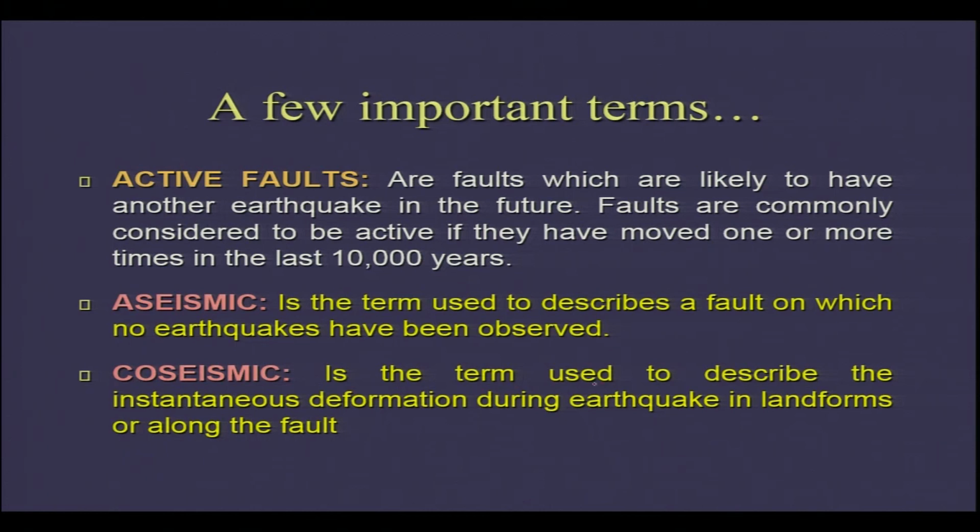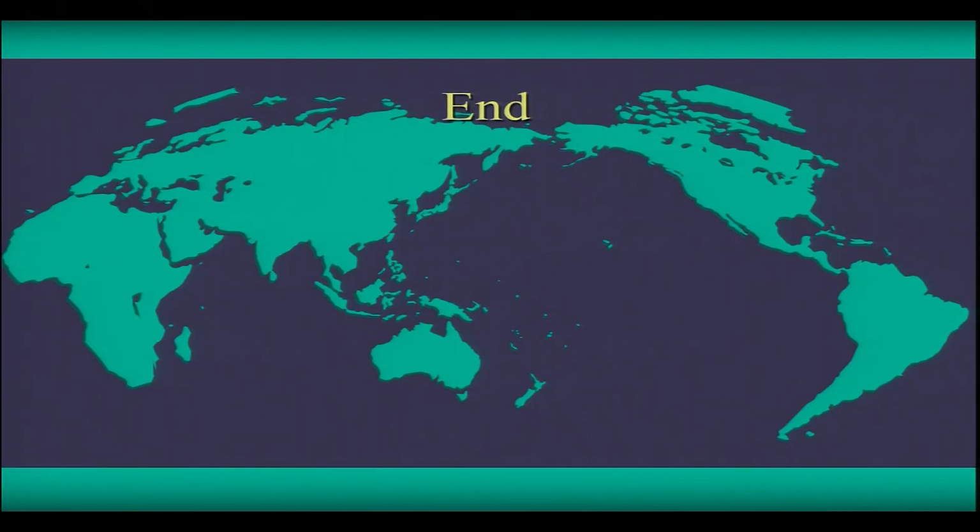Coseismic is the term used to describe the instantaneous deformation during an earthquake, in landforms or along the fault. These are a few terms we should keep in mind, because we will be talking mostly about active faults, coseismic ruptures, and aseismic deformation. So this part will end, and we'll start with the new topic, plate tectonics.